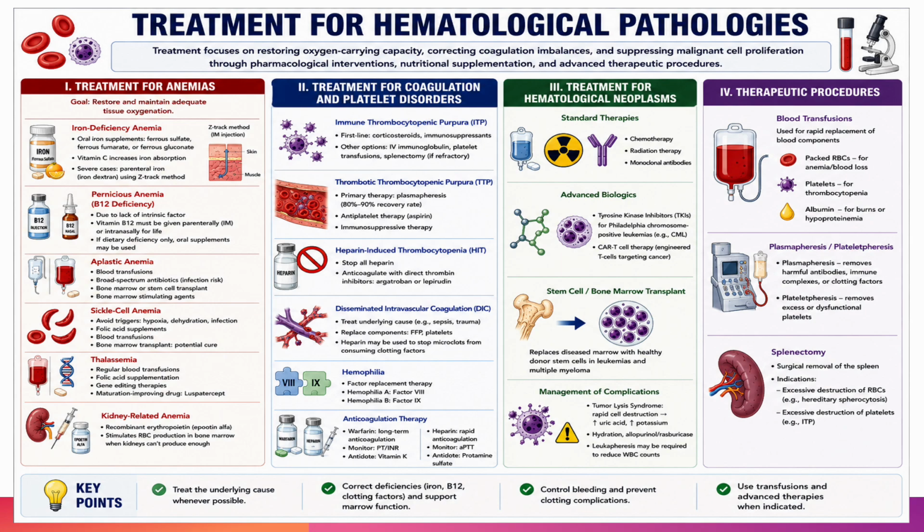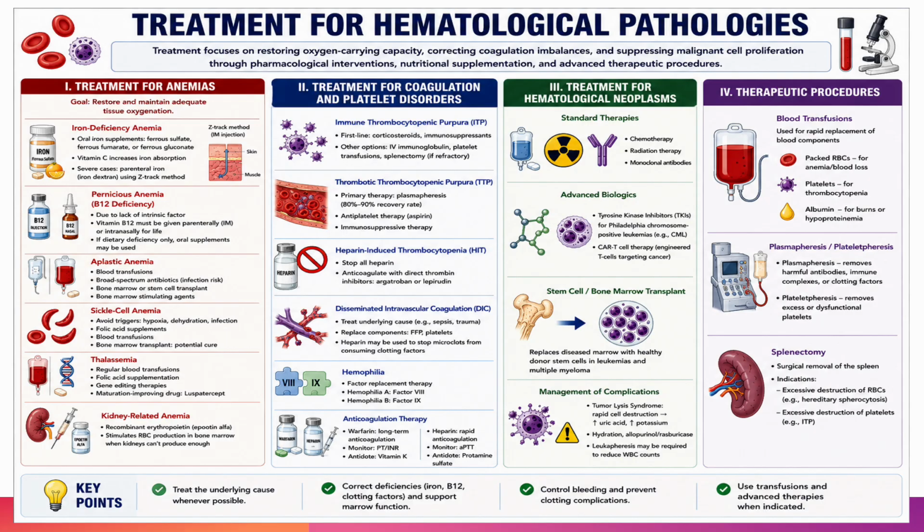For coagulation disorders, treatments vary based on the cause. ITP is treated with corticosteroids and immunosuppressants. TTP is treated with plasmapheresis. HIT, if it's heparin induced, the first thing you want to do is discontinue the heparin. Hemophilia requires clotting factor replacement, and in DIC, remember that's the one with disseminated intravascular, basically bleeding and clotting at the same time, the priority is treating the underlying cause while replacing clotting components such as platelets and fresh frozen plasma.